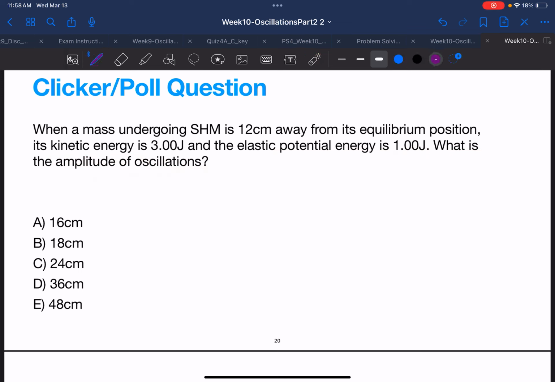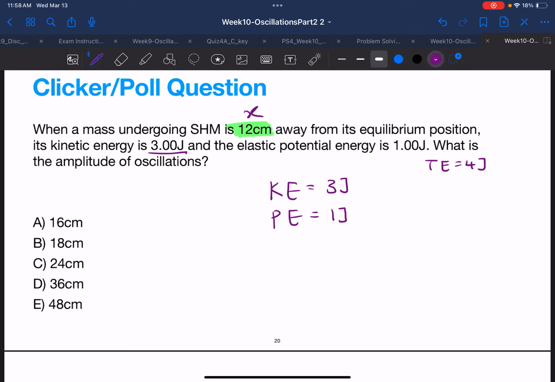So let's write down our given information. When x is 12 centimeters away from the equilibrium, our kinetic energy, KE, is 3 joules, and our potential energy at that point is 1 joule. Well, that tells us that our total energy is 4 joules. And we want to find the amplitude of oscillation.